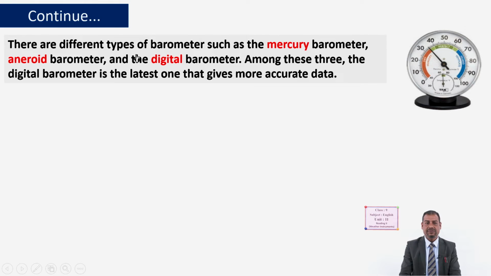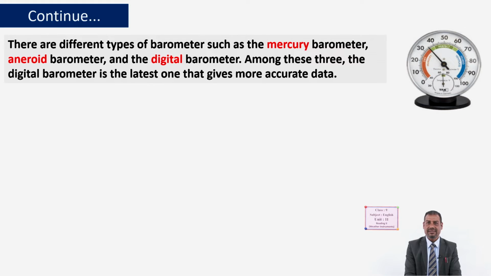Now there are different types of barometer, such as the mercury barometer, aneroid barometer and the digital barometer. Among these three, the digital barometer is the latest one that gives more accurate data. So read it once again, and I have questions for you.